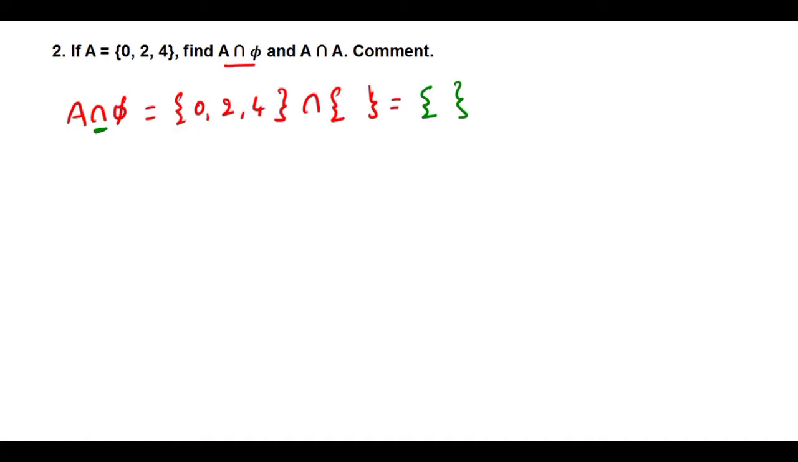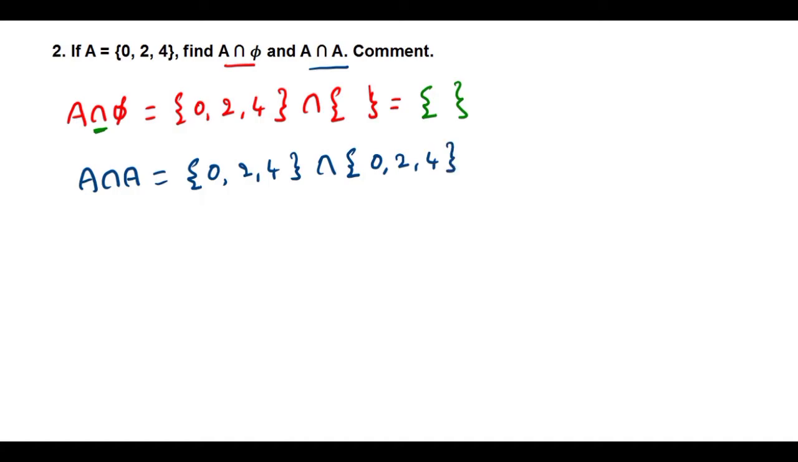And the second one, A intersection A. This A intersection A means set A is 0, 2, 4 and set A again is 0, 2, 4. What is common in both sets? In both sets we can find the common elements 0, 2, 4, right? 0, 2, 4 is the common, then your answer is 0, 2, 4.